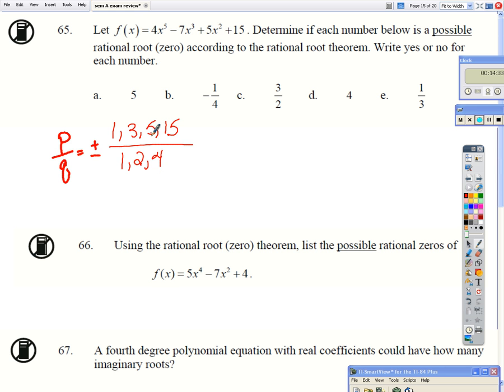So 5 over 1, yes, this could be a rational root. Negative 1 over 4, yes, that could be. The 3 over 2 could be. Here's the 3 over 2. 4 over 1 cannot be. There is no 4 in the numerator. And there's no 3 in the denominator, so E cannot be as well.